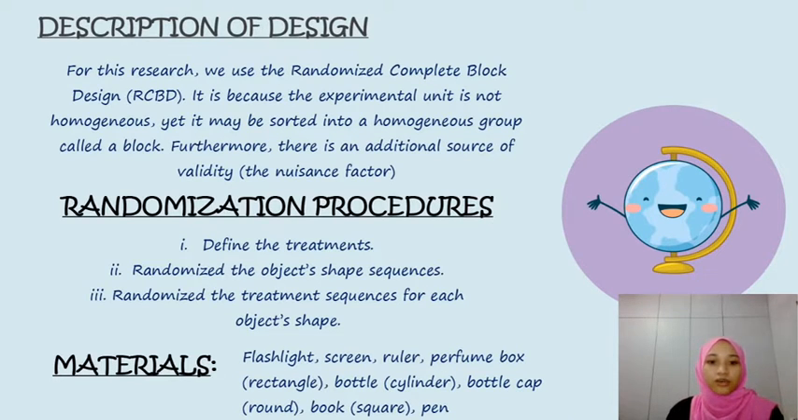For materials, we use a flashlight, screen, ruler, a perfume box with the shape of a rectangle, and then we use a bottle which is the shape of a cylinder, a bottle cap with a round shape, and a book with a square shape. And we also need a pen to list down our results.